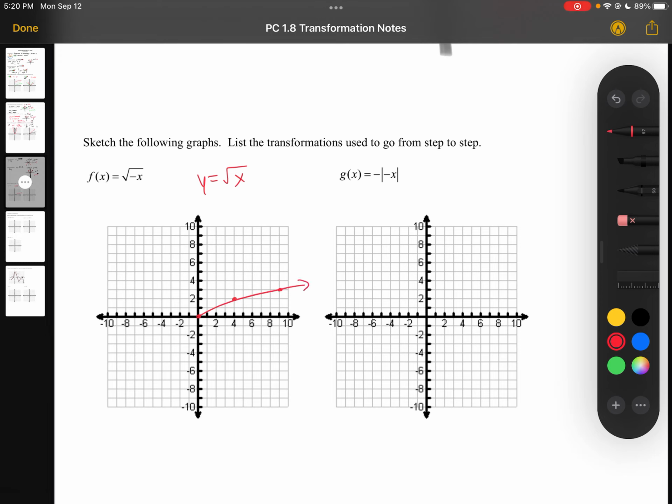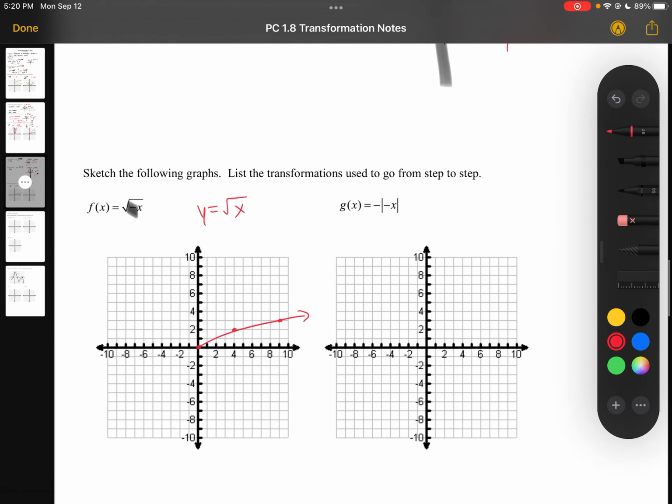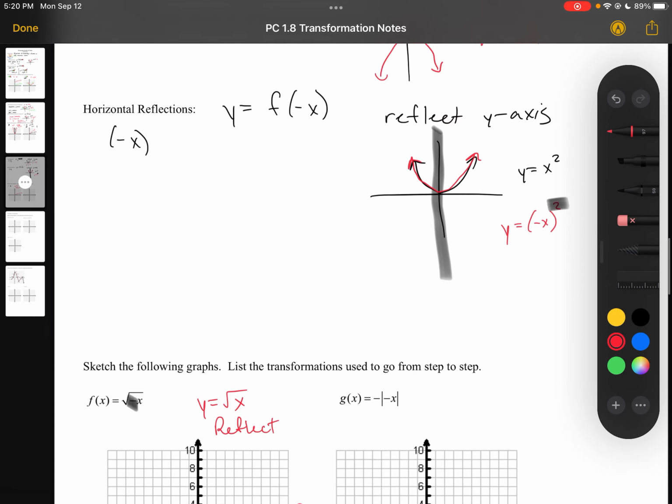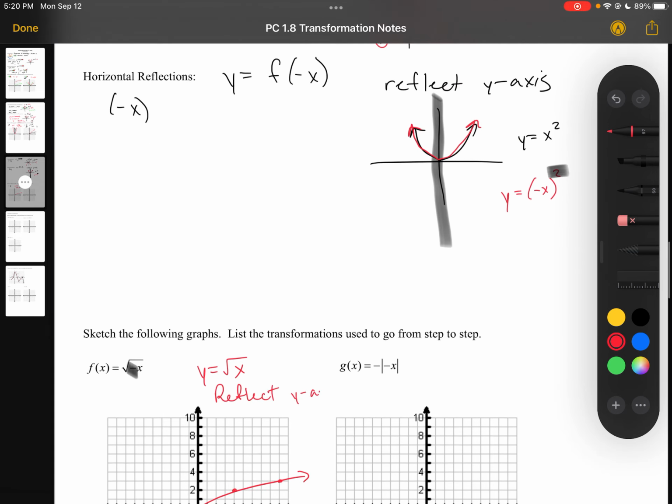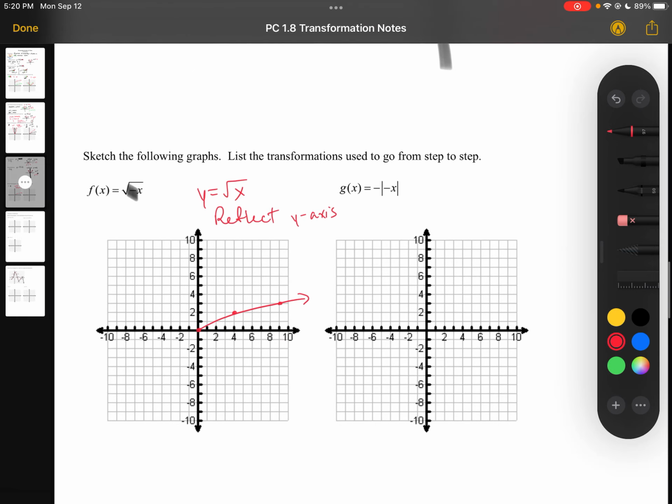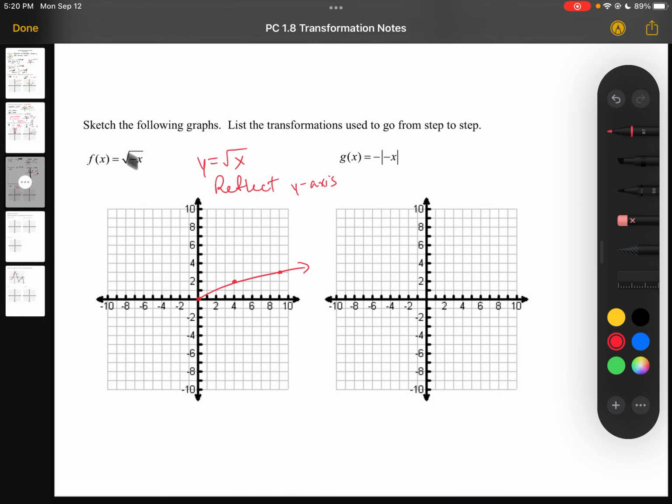And then what's happening in this case is our negative comes inside of our parentheses. This is our negative x example. So we are going to reflect over the y-axis. So what that's going to make this do is our new reflection is just going to be the same thing, again, over the y-axis. So going that way.